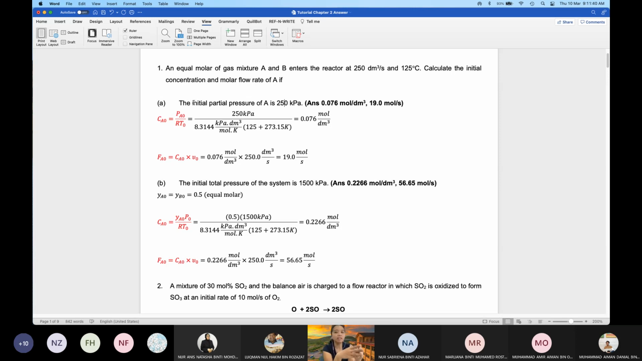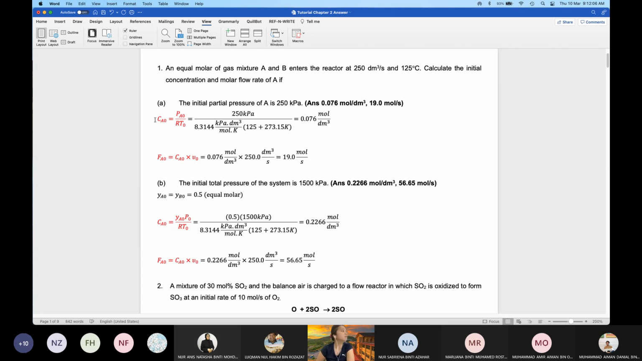Why do we say it's only for gas phase? Because this equation is based on the ideal gas law. If the equation is based on the ideal gas law, the law is only applicable to cases where it is gas phase. So if you have liquid phase, you can no longer use this equation, because this law only and only applies to gas phase.